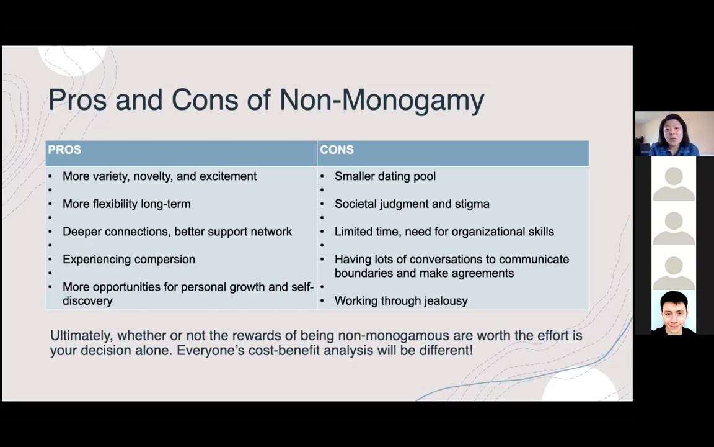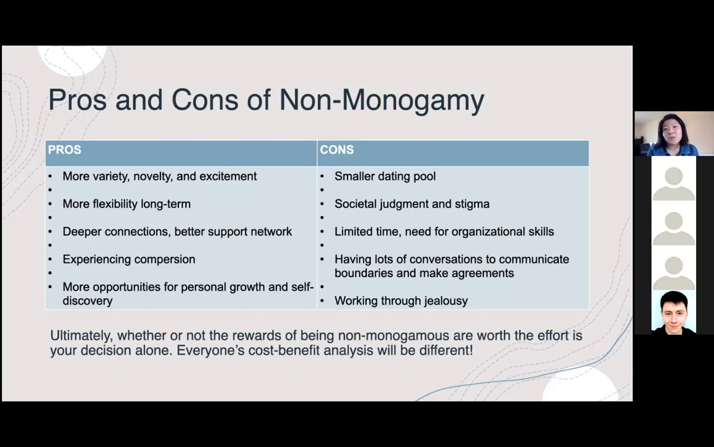So then in terms of cons, I think a big one is that you have a much smaller dating pool. The fact is that most people are monogamous, and most people who are monogamous want mutually monogamous relationships. And so if you are a non-monogamous person, you are committed to non-monogamy, most people are not going to want to date you. Most people are not going to be compatible with you. And so some people might struggle with that, particularly if you're already of another marginalized identity, or for whatever reason, your dating pool is already small as it is. If you're queer, for example, that's going to shrink the pool by quite a significant amount.